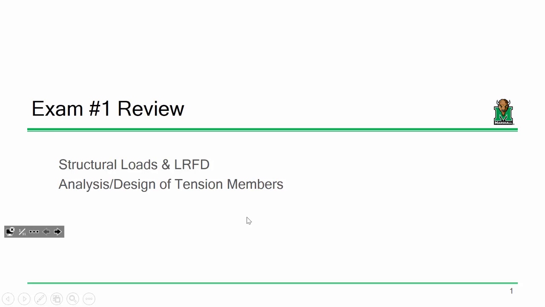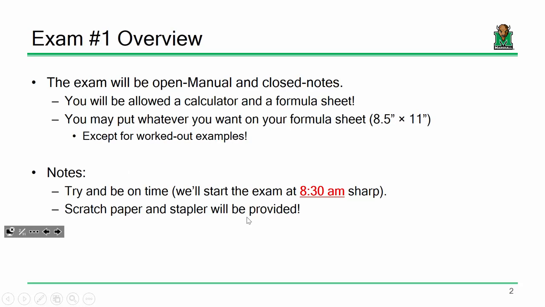Now let's talk a little bit about what's going to be on the exam, and hopefully this slide pack will help you out. So the exam will be open manual, obviously, and closed notes. You can't do the exam without the manual. You need the manual, so you can have the manual. You're allowed a formula sheet. I think if you've had me for class before, you know the drill: you can put whatever you want on the formula sheet, just no worked out examples.